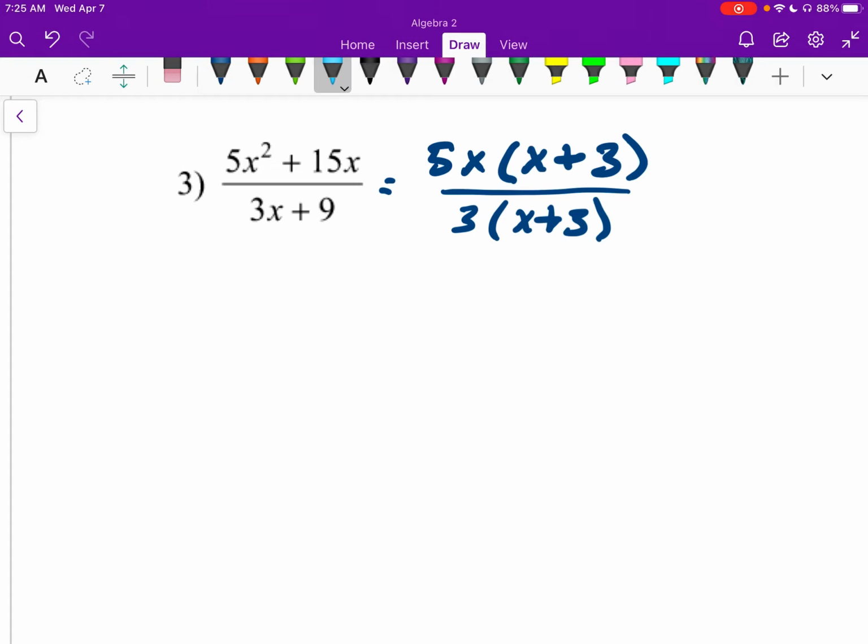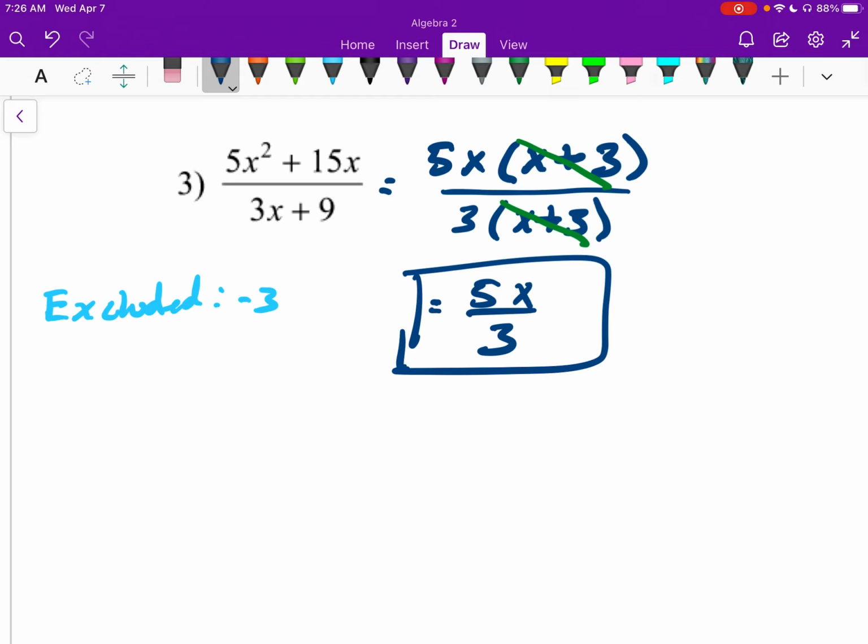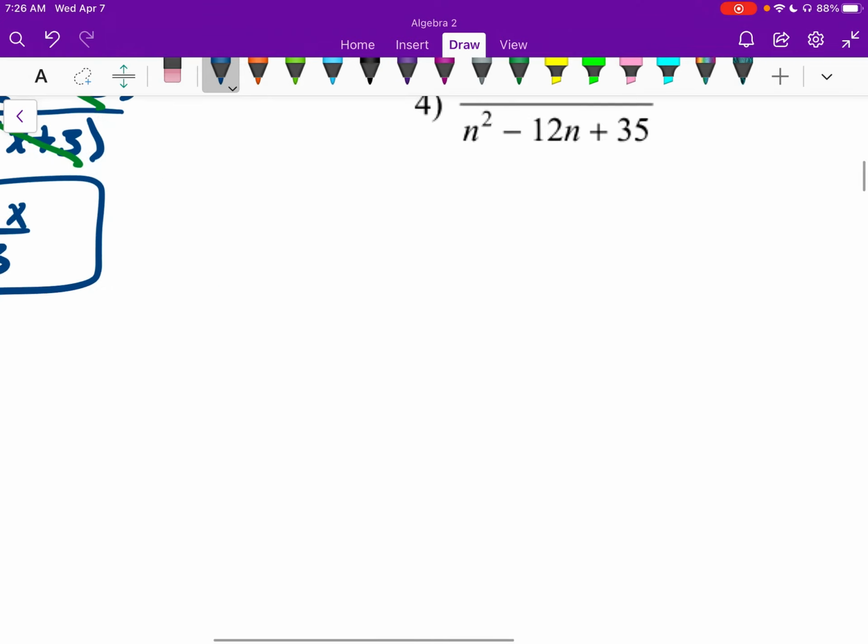So from there, we could pretty quickly say, well, the excluded value is going to be negative 3, right? We can kind of solve that in our head. So excluded, we'll say negative 3 like that. And then we can cancel things from top and bottom. The x plus 3's will cancel, and we are left with 5x over 3. And that's our answer. Number 4.